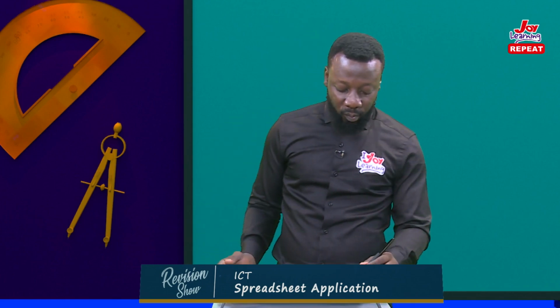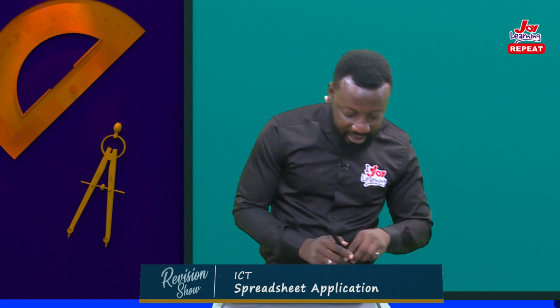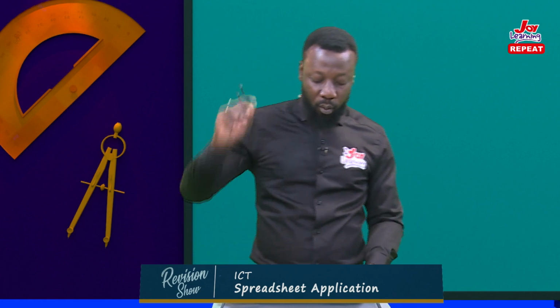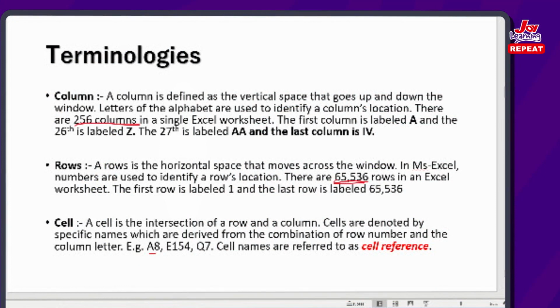By the way, we've learned a lot today. Once again, let me go over some terminologies, then we close this lesson. We have columns, and we said columns are spaces that run from the top to the bottom, from north to south. Rows run across the worksheet, from east to west. A cell is the meeting point of a row and a column. Where they intersect is what we call a cell.